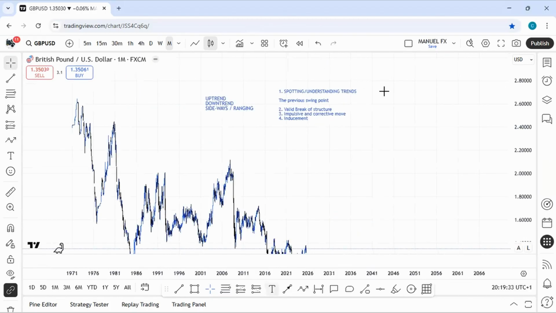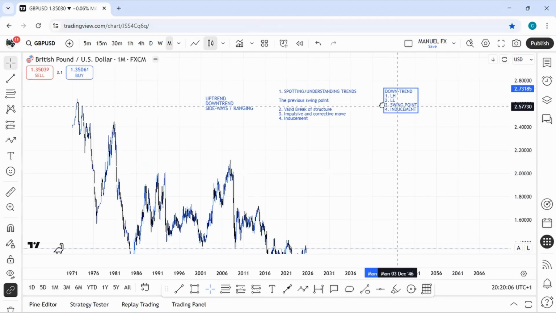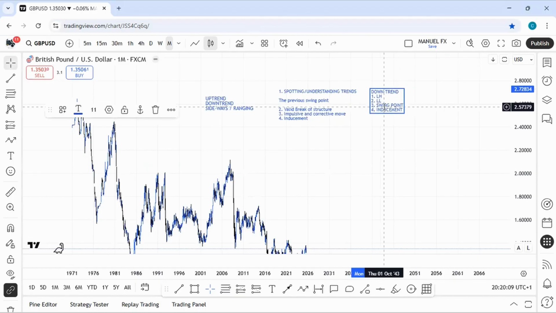Remember that I told you that for us to map out a downtrend, the structure of a downtrend, we have to take note of our lower high. We have to also take note of our lower low, our swing point, and our inducement, to properly map out the market structure. That is what we have to take note of.